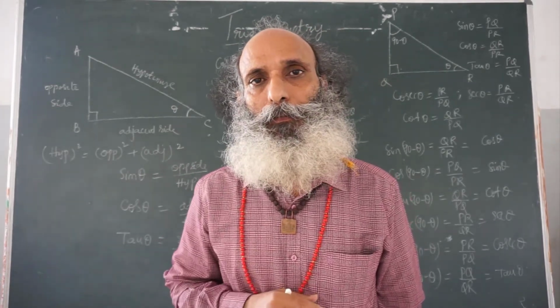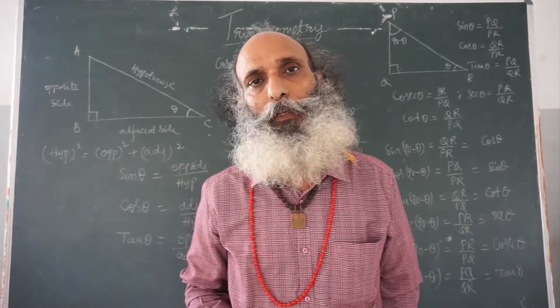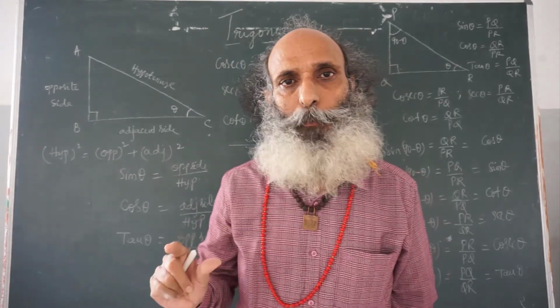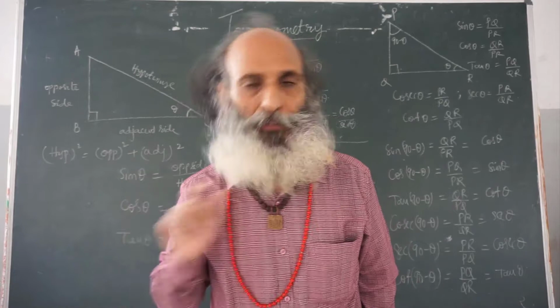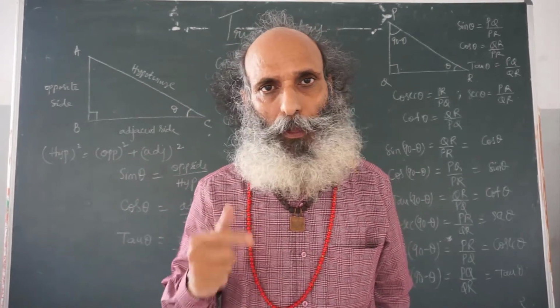And in a right triangle there is an important relation. The square of the hypotenuse is equal to the sum of the squares of the other two sides. This is popularly known as Pythagoras theorem or Pythagorean theorem.